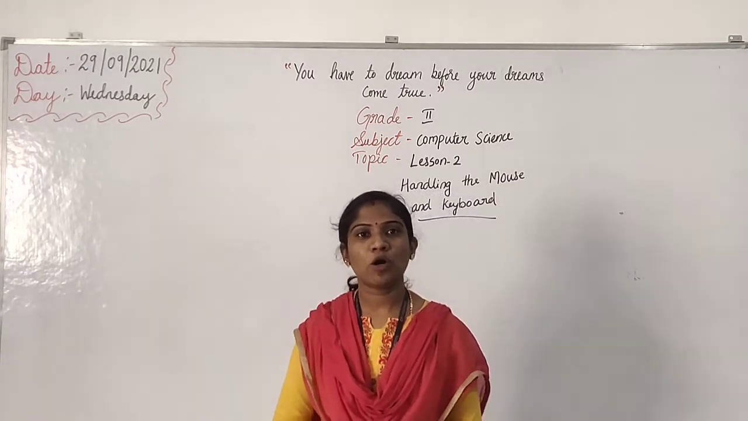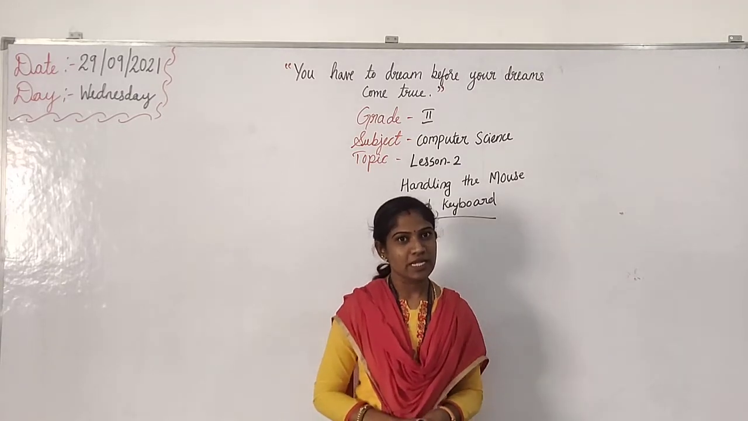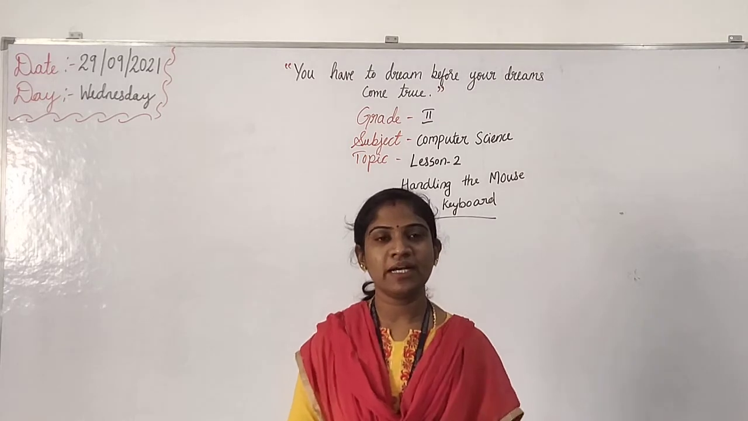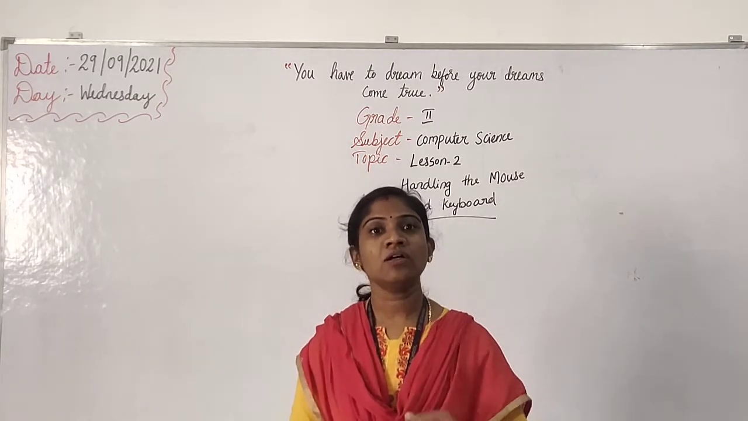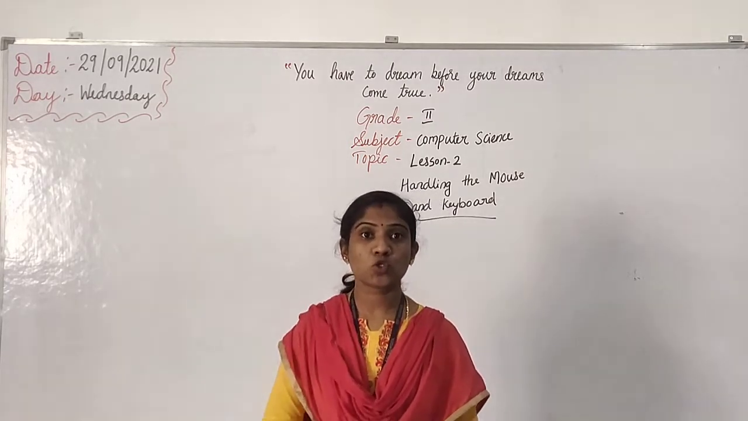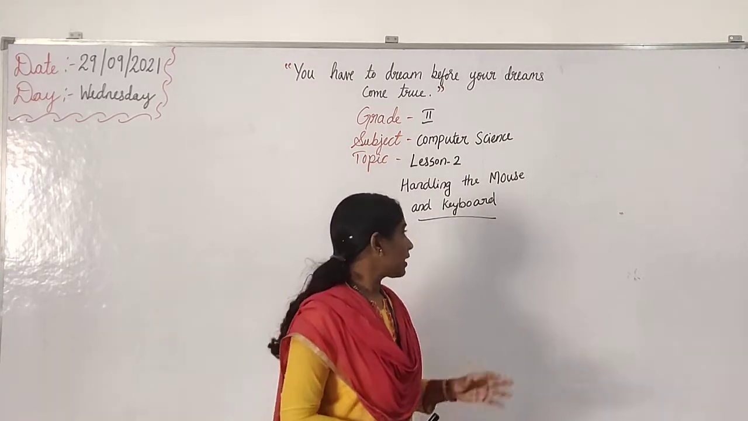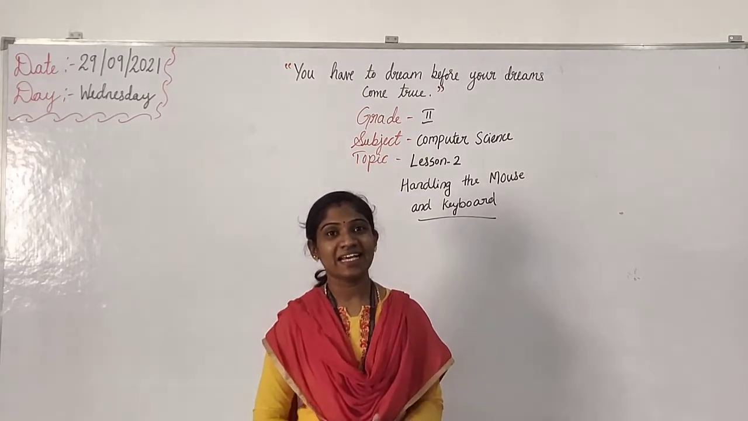About the mouse we already learned. In the mouse we have two buttons, the left button and the right button. Then we also have the scroll wheel. This and all we learned, and I already discussed it.